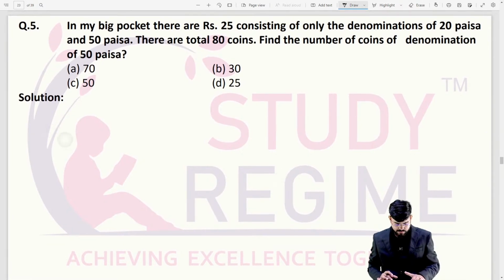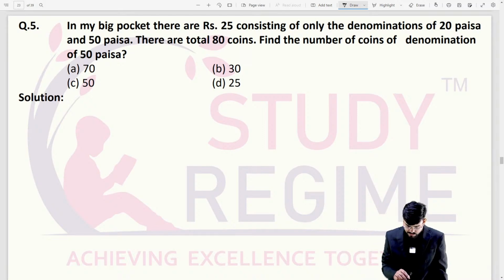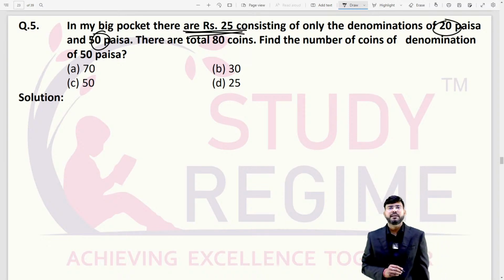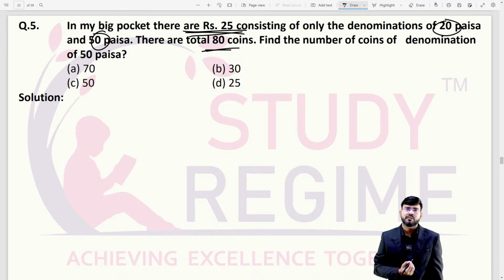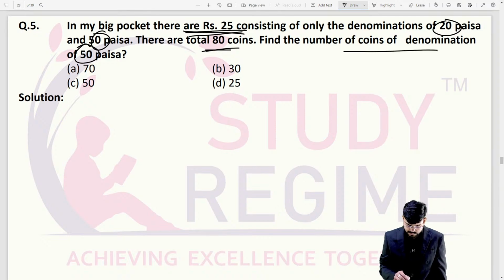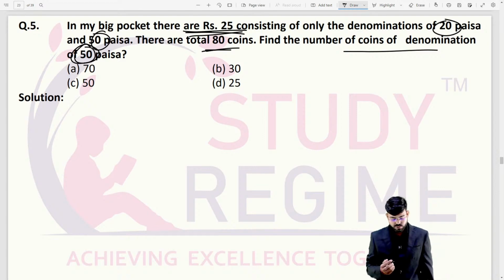Next question is somewhat similar to the previous one, but this has been asked also. It is given in the question that in my pocket there are 25 rupees containing only denominations of 20 paisa and 50 paisa. But the total number of coins is 80. We have to find how many 50 paisa coins are there in my pocket when I have an amount of 25 rupees. Okay, let's proceed.